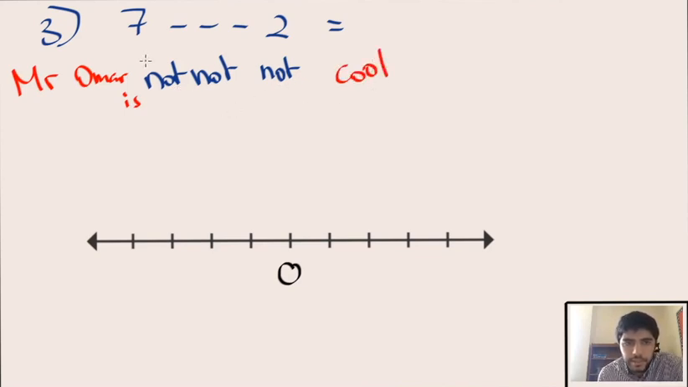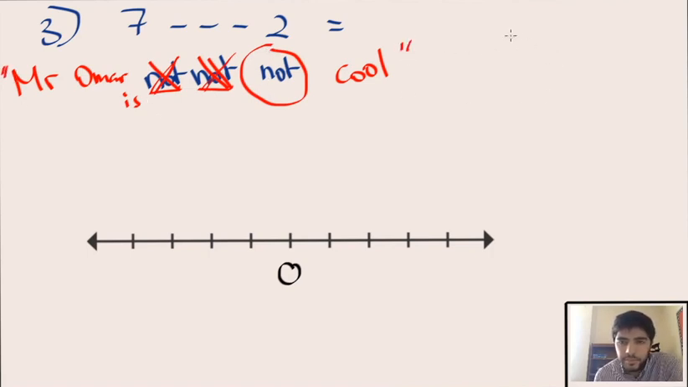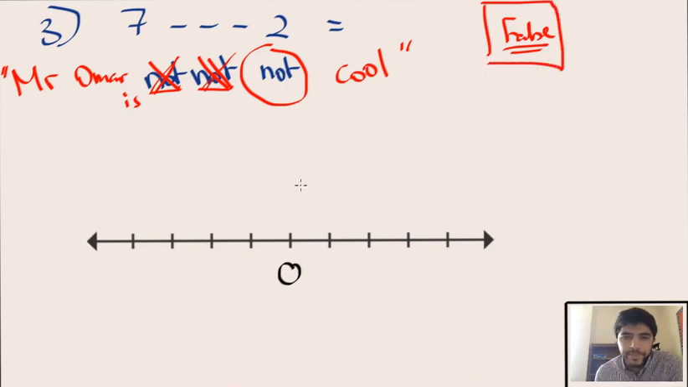So let's start by just looking at the first one. If I say Mr. Omar is not cool, then we're saying just that he is not cool, right? If I say not not cool, that means he is cool, so those two cancel out, essentially. Having two of them is the same as having none of them. And so we're left with one not. So in the end, the statement is saying Mr. Omar is not cool, which is actually false. I'll be looking for that in your notes, by the way. Make sure that you wrote that it was false.